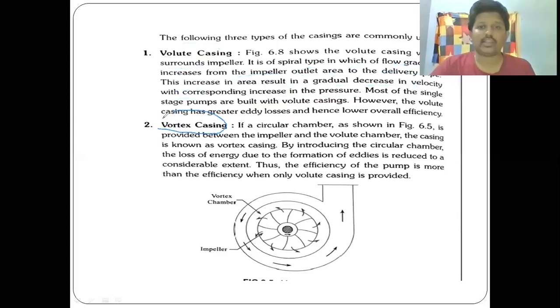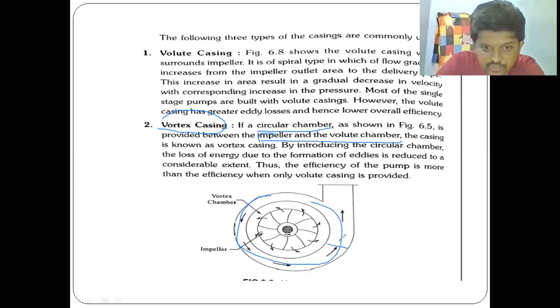Now the next one is the vortex casing. What is this vortex casing? The vortex chamber is provided between the impeller and the volute. It is a circular chamber provided between the impeller and the volute. If you see, the outer line is our volute, because the area is increasing; the area here is different from here, and different again from here. If you see, as it goes on, the area is increasing. Why is it increasing? We need to decrease the velocity. If velocity is decreased, we can increase the pressure. That is the reason for the volute.